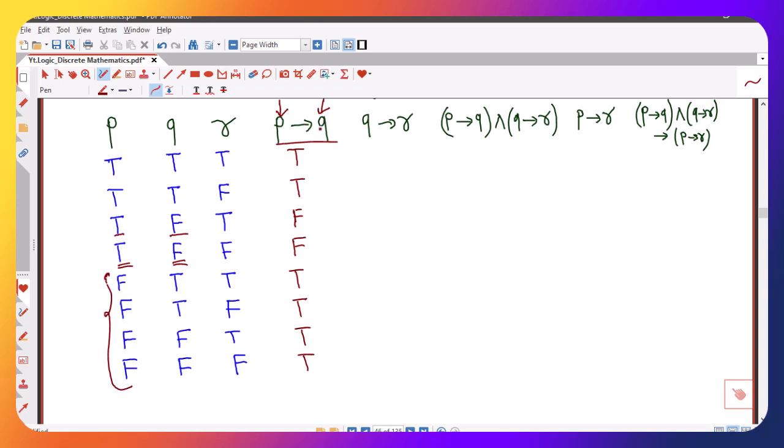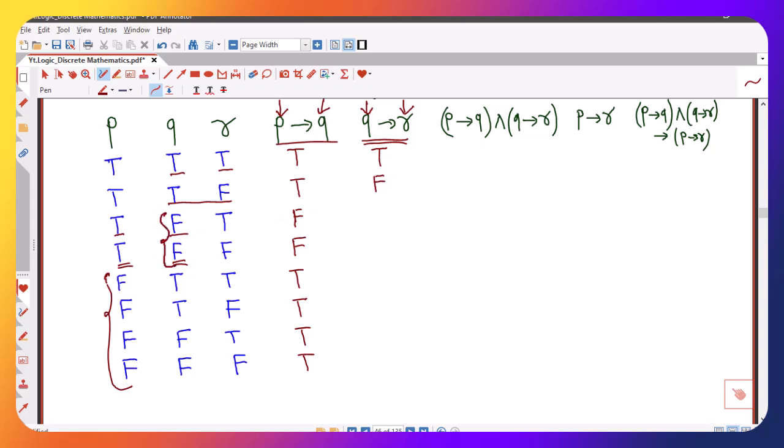In all other cases it is true. Similarly we write down this q to r. So here also q to r is false if q is true and r is false. So for the first possibility q is true and r is true, therefore this is true. Here we can see q is true and r is false, therefore this is false.